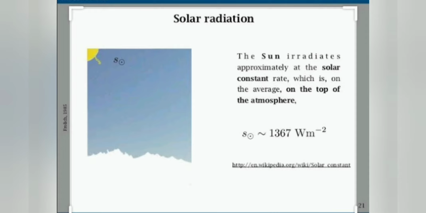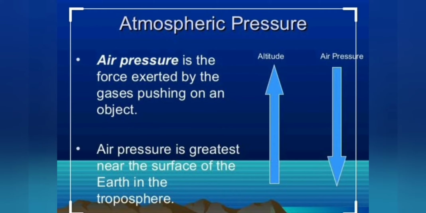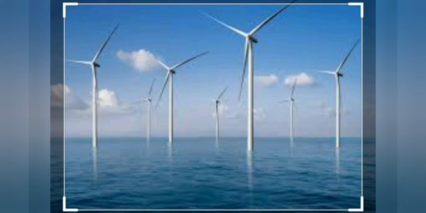The Earth's surface absorbs maximum solar radiation during the day. At night, the heat which was absorbed during the day is radiated back. This is called terrestrial radiation. Air pressure. The atmosphere exerts its weight as pressure on the Earth's surface. This is called atmospheric pressure.